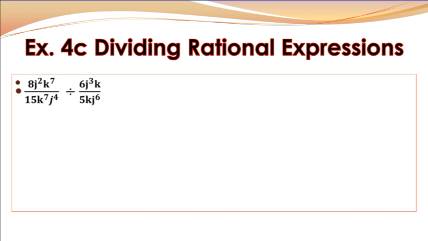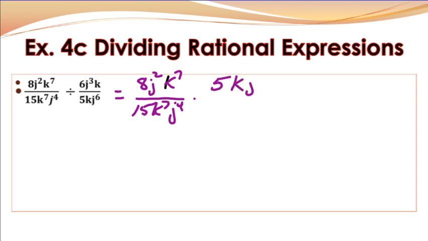Next one, 8j squared k to the 7th divided by 15k to the 7th, j to the 4th, divided by j cubed k divided by 5k j to the 6th. So let's rewrite this. I have 8j squared k to the 7th divided by 15k to the 7th, j to the 4th, multiplied by, flip the second one, so 5k j to the 6th over 6 j cubed k.